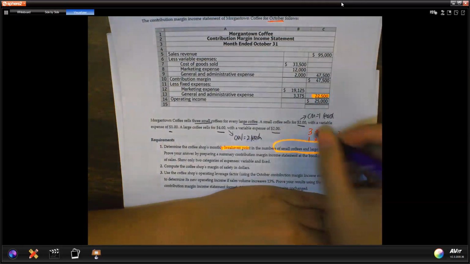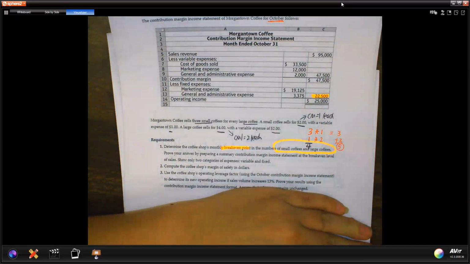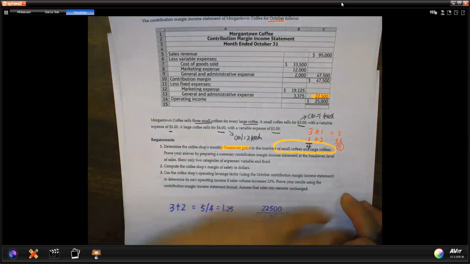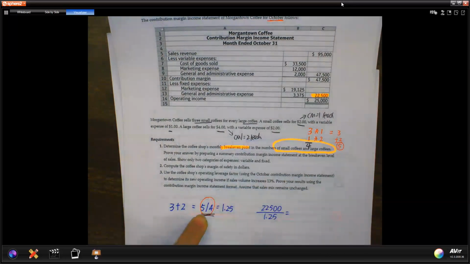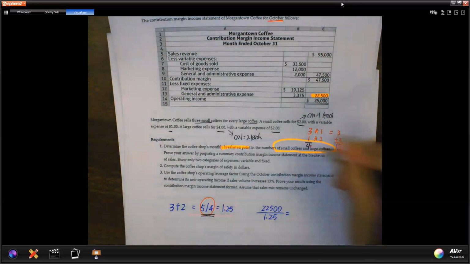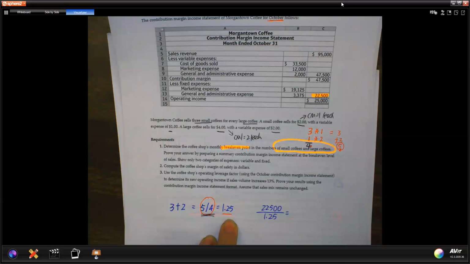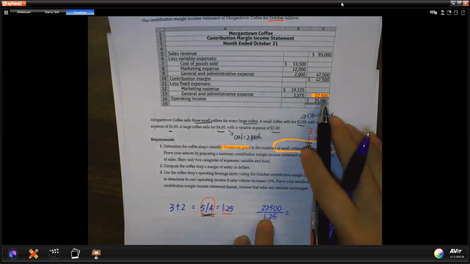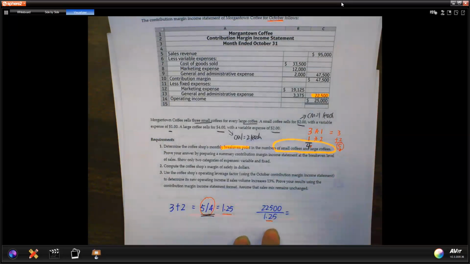How many units did you sell? It's 3 small and 1 large, so you get 4 units. So your weighted average contribution margin will be 5 divided by your 4 units. So you get 1.25 as your weighted average contribution margin. And for our break-even point, we said total fixed cost is 22,500. We divide by the weighted average contribution margin.